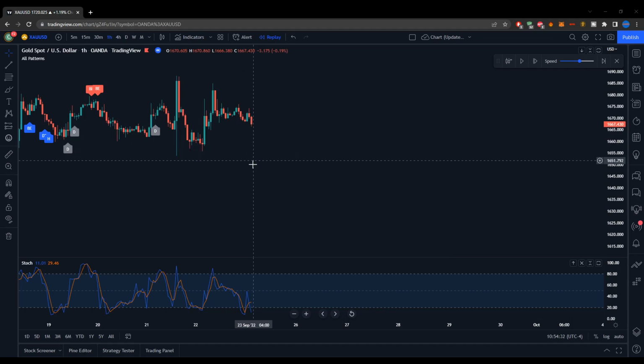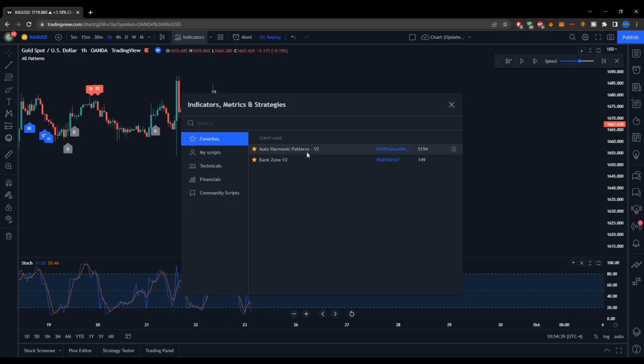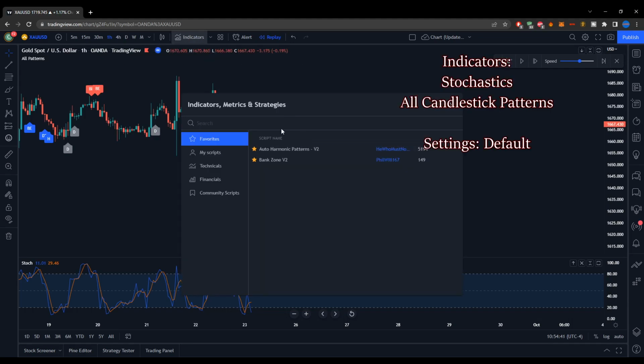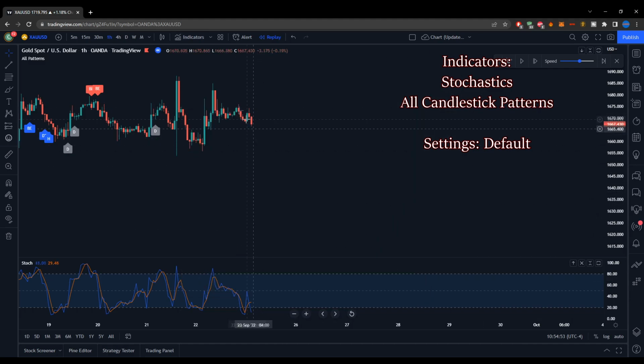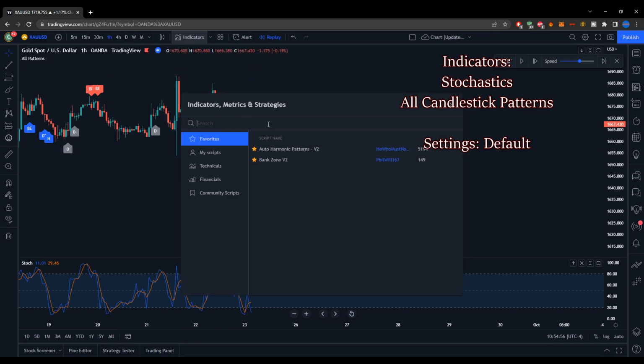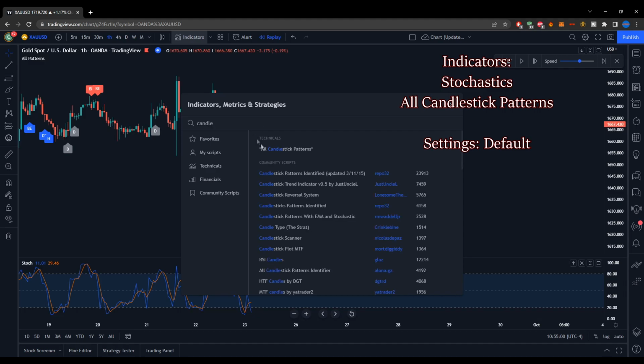So let's begin. To add the stochastic indicator to your chart, simply press indicators, type in stochastic and simply click on this stochastic indicator here. I already have mine, so I won't be clicking on it. Then I'll also be adding candlestick patterns, the all candlestick patterns indicator here.